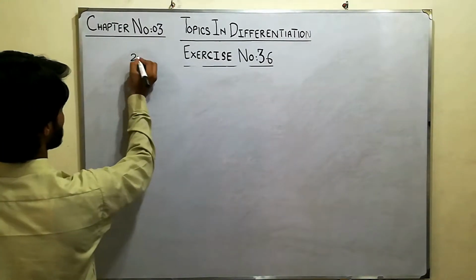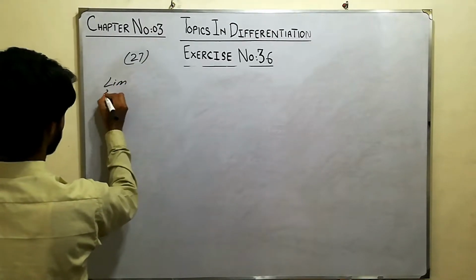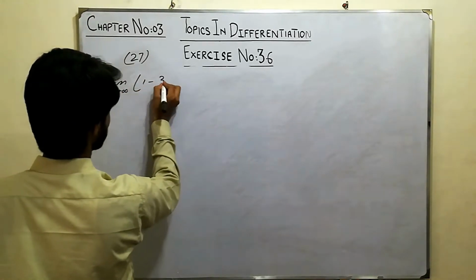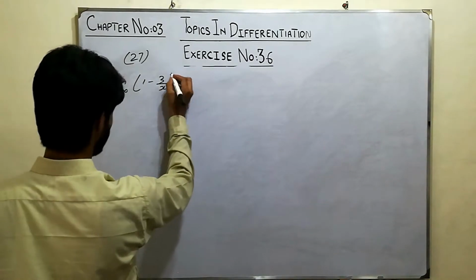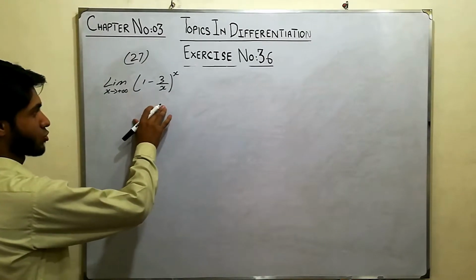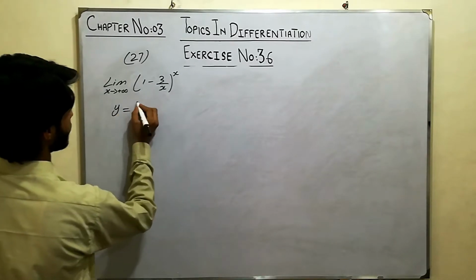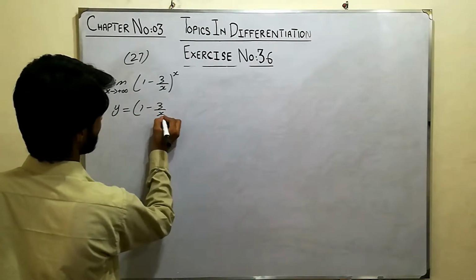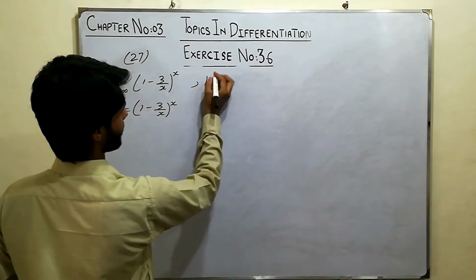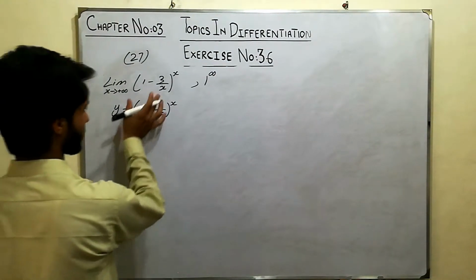Question number 27. Limit x approaches infinity, 1 minus 3 divided by x, to the power x. This type of question is solved by case 2. For this, let y be equal to 1 minus 3 divided by x, to the power x. If we put in the limit directly, we have the form 1 to the power infinity. So we apply case 2. Step 1 is let y be equal to the function.